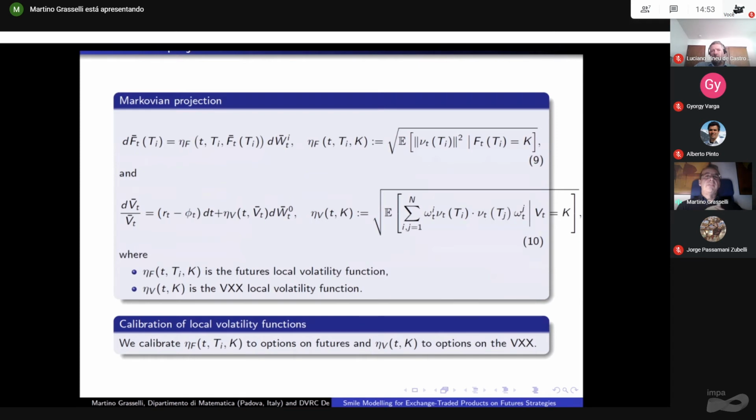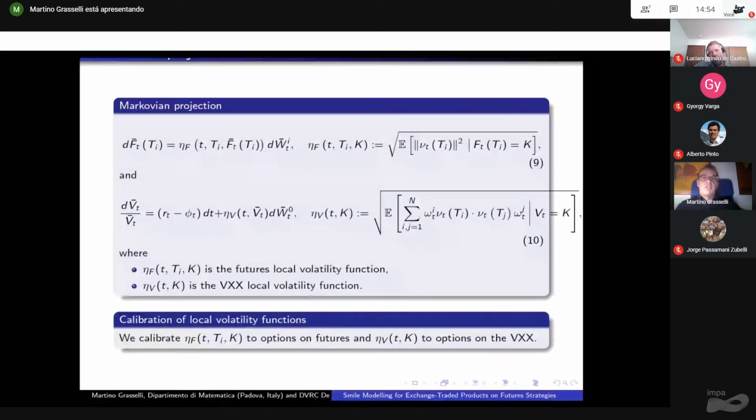Okay, so coming back to our problem, we have a Markovian projection for the future prices. We denote by eta f the local volatility function in this case, which is one-dimensional, involving all the information of the future prices. And we can also introduce the local volatility function for the corresponding strategy.